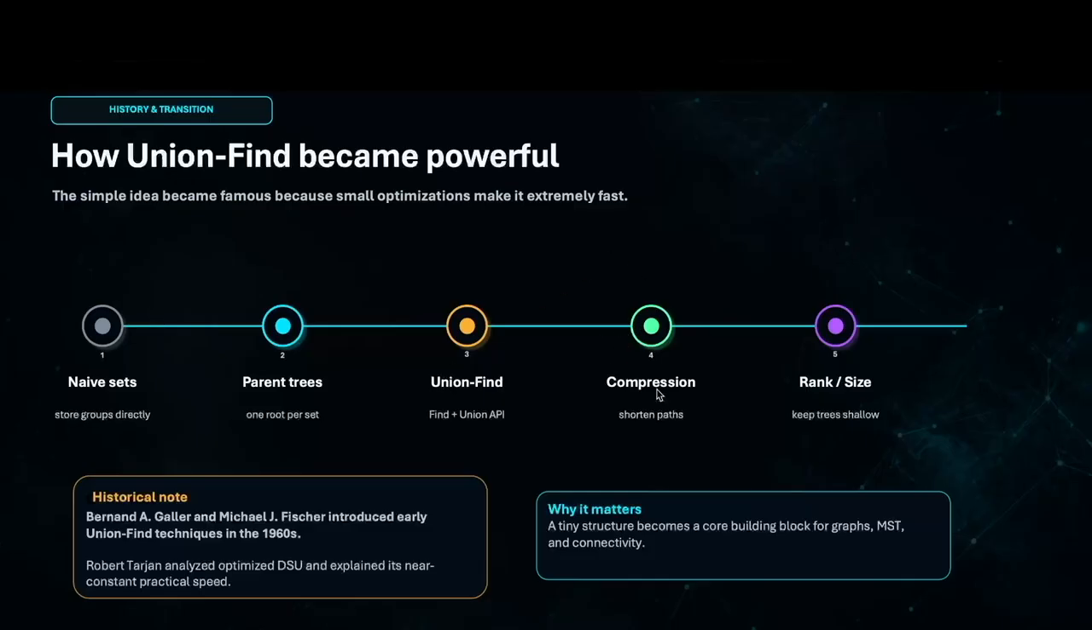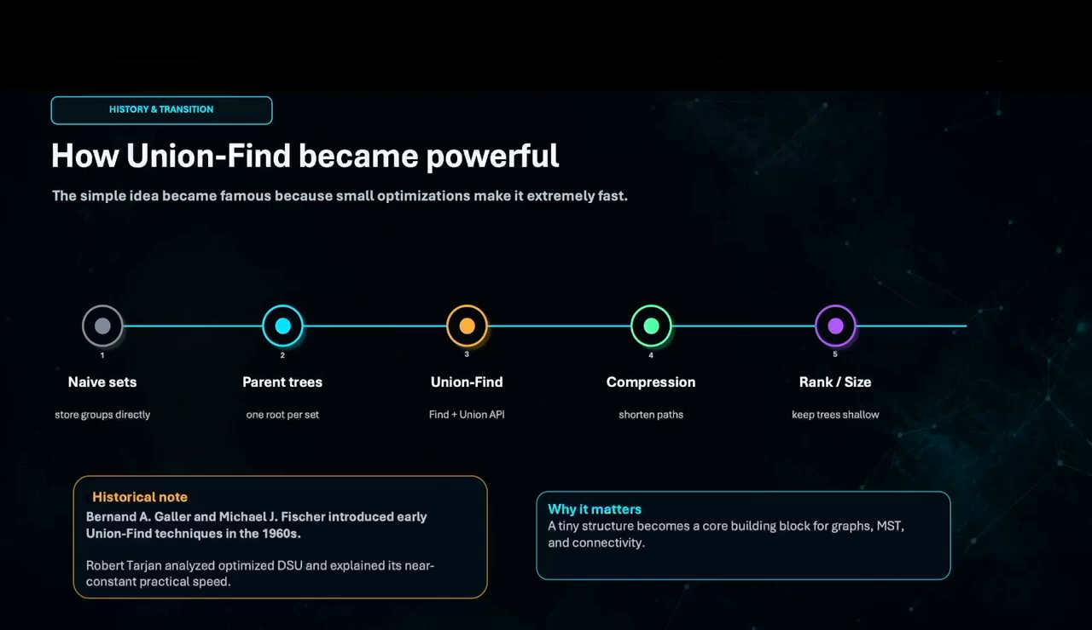The first optimization is path compression. Normally, when we search for the root of a node, we traverse up the tree one parent at a time, which takes longer the deeper the tree is. Path compression solves this by making every node on that path point directly to the root after the first search.